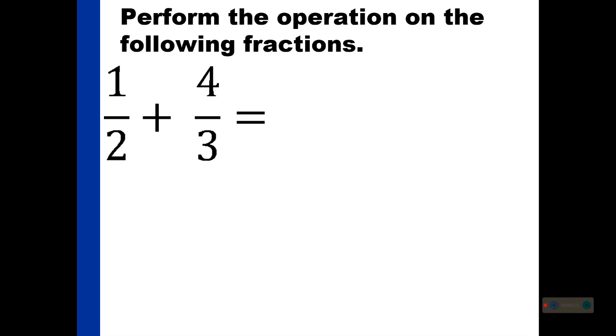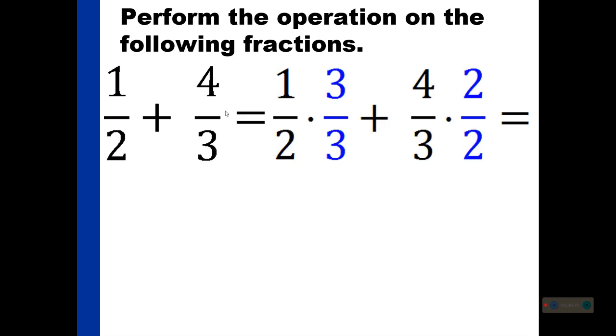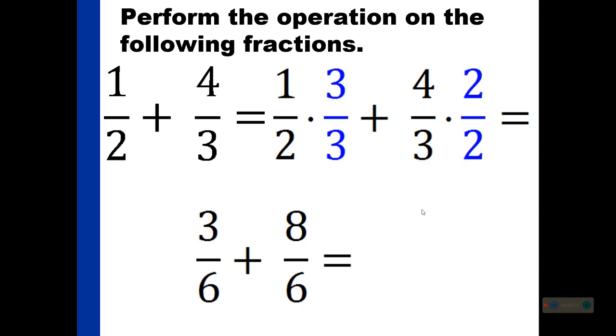We have here 1 over 2 plus 4 over 3. So for you to add these two fractions, you have to make sure that your denominators are similar or the same. So you are going to think of a fraction equal to 1, wherein you can make your denominators the same. So we have 1 half times 3 over 3 plus 4 over 3 times 2 over 2. And then you will continue to solve.